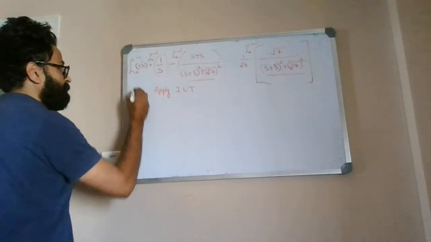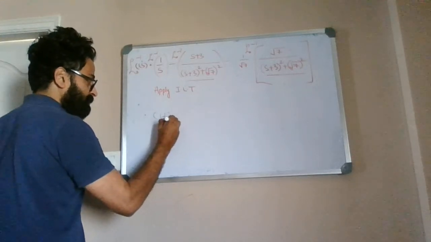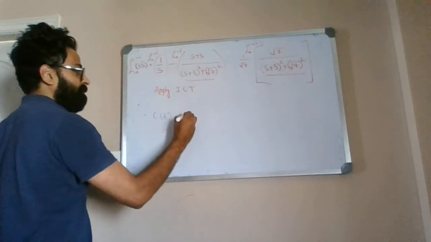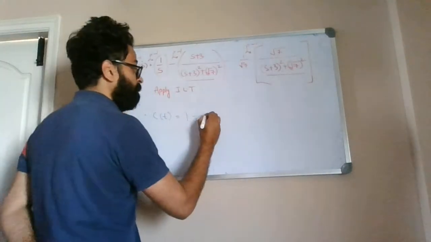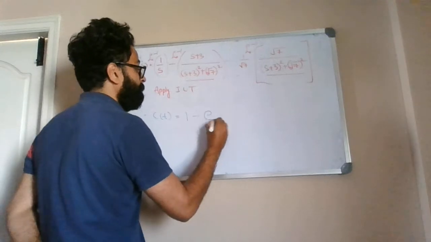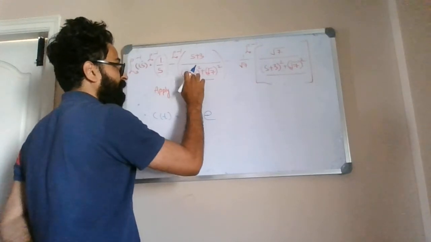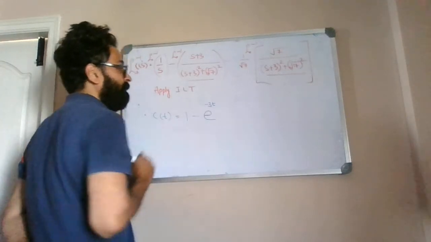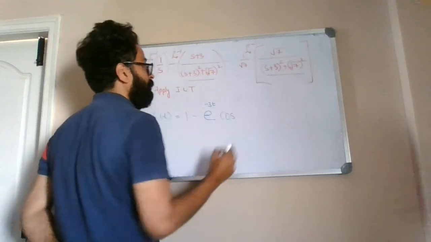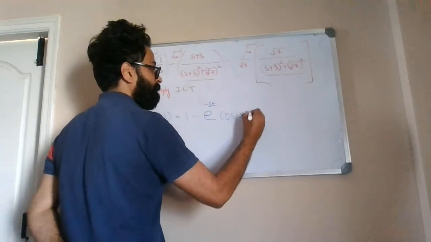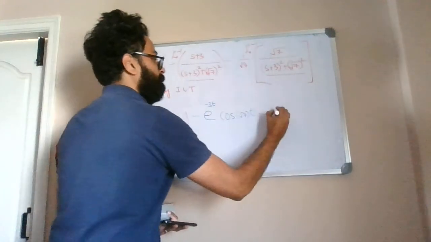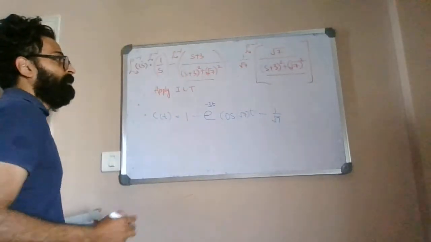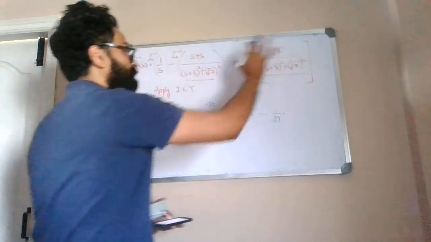Now let me apply the inverse Laplace. So Laplace inverse of C of s is C of t, which is equal to inverse Laplace of 1 by s, which is 1, minus Laplace inverse of this function. What is it? It is e to the power minus alpha t, that is minus 3t, into cos bt, so under root 7 into t. So that's the inverse Laplace of the first factor, minus the constant ratio 1 by root 7 into Laplace inverse of the third term.